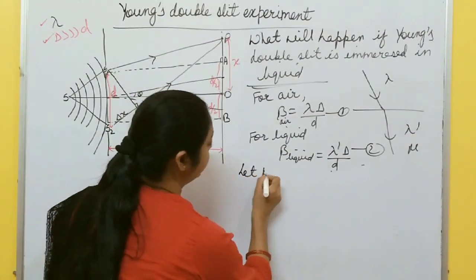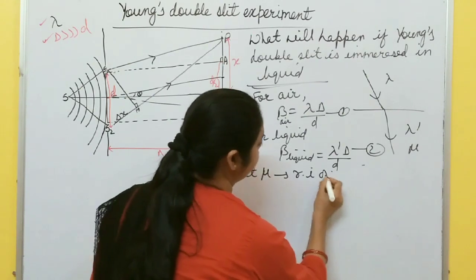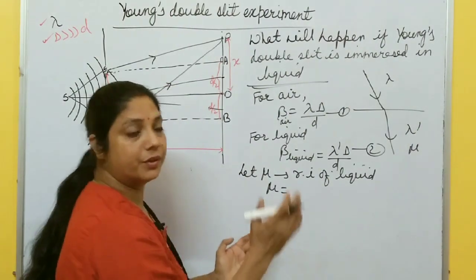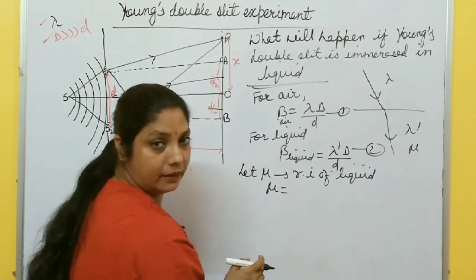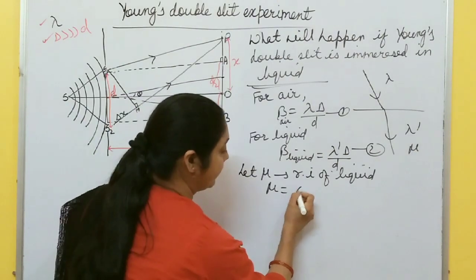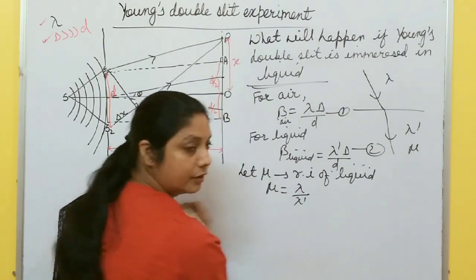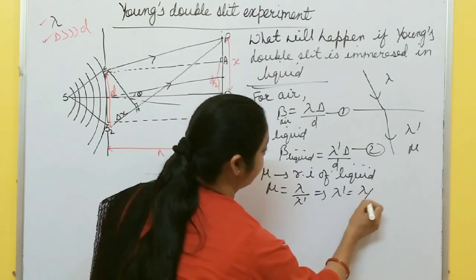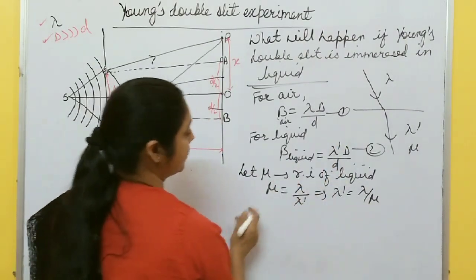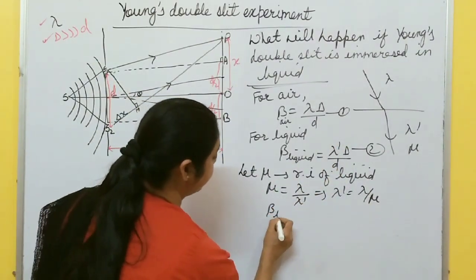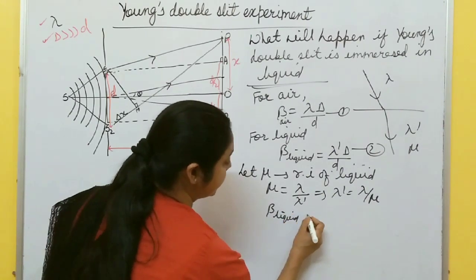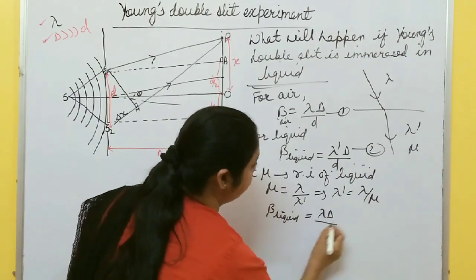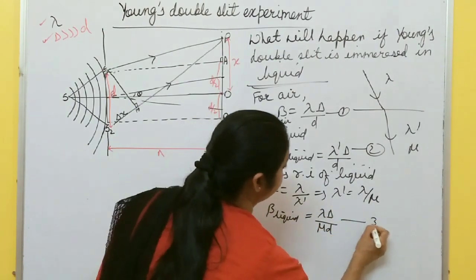Let mu be the refractive index of liquid, and you know the refractive index is equal to velocity of light in air by velocity of light in medium. So you can write wavelength of light in air by wavelength of light in medium. From here you get lambda dash equal to lambda by mu. You just put this in equation number 2. You get the fringe width when the experimental setup is kept inside the liquid: in place of lambda dash you write lambda by mu, so it becomes lambda D by mu d. This is equation number 3.